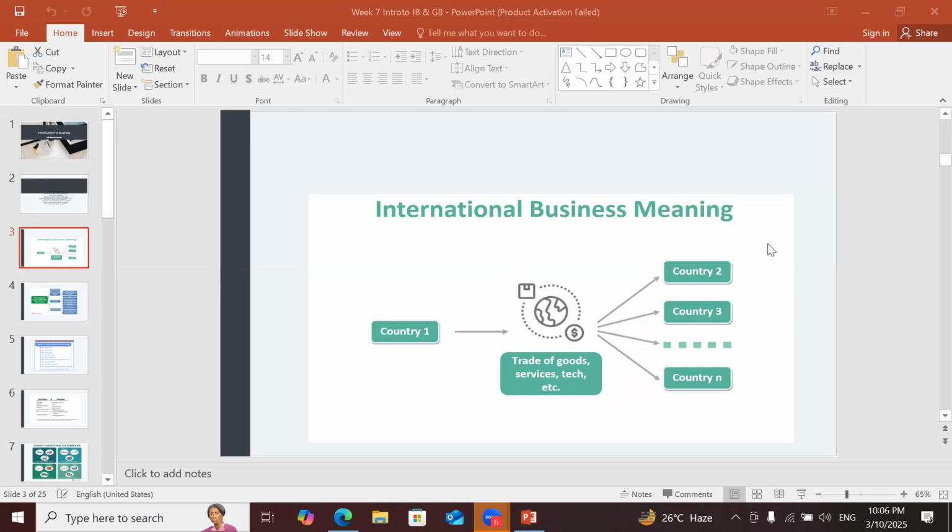At first, you see the diagram: country one, country two, three, four, and the dealings, the items: goods, service, technology, etc. When we trade goods, service, or technology with more than one country internationally, it is called international business. Very simple.